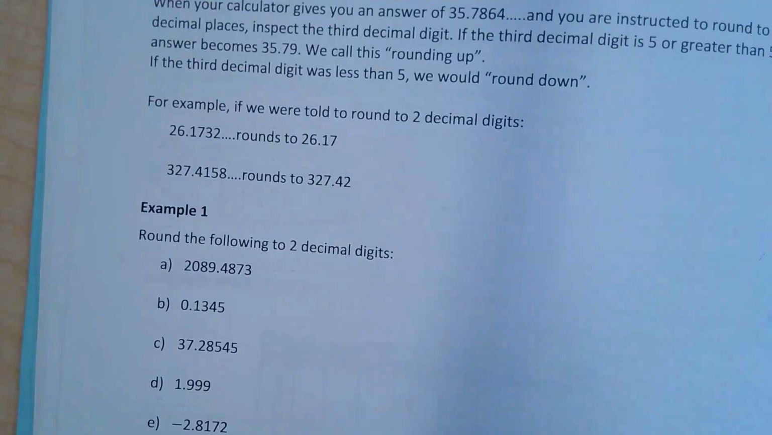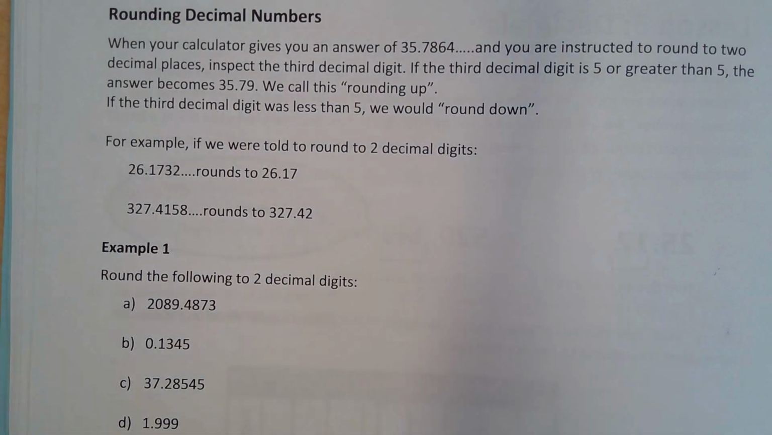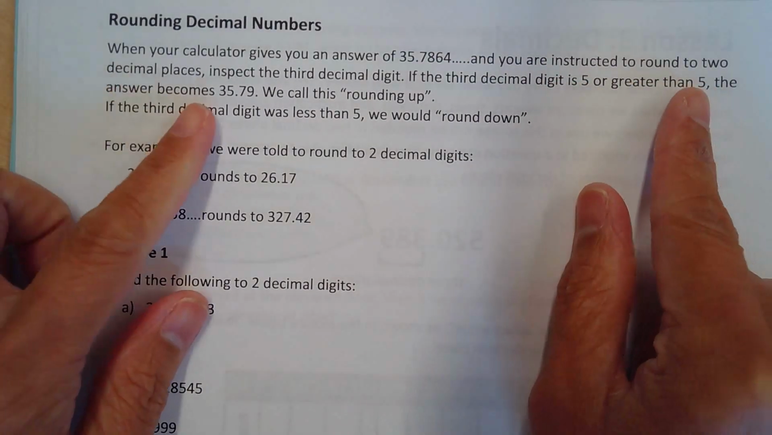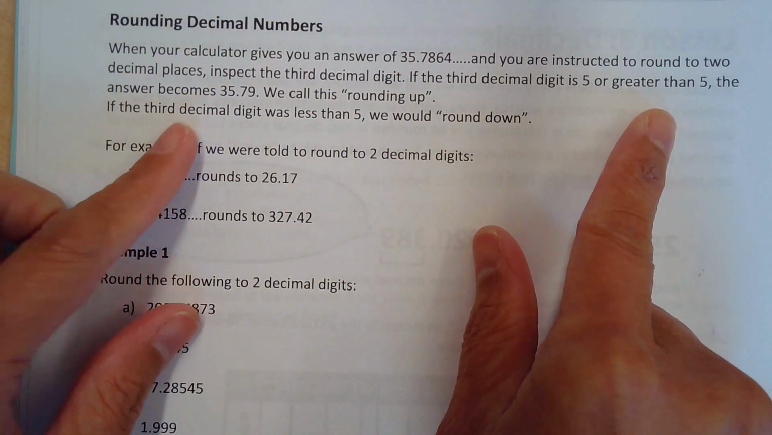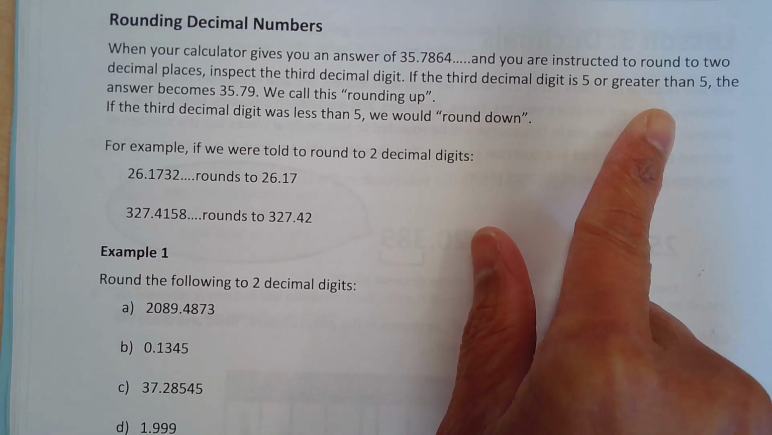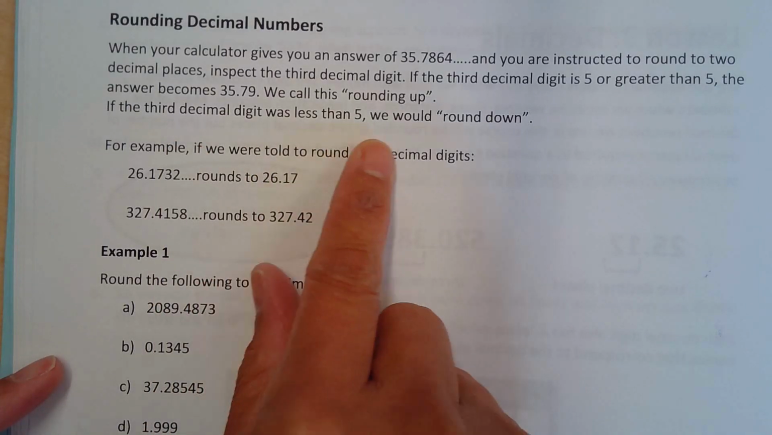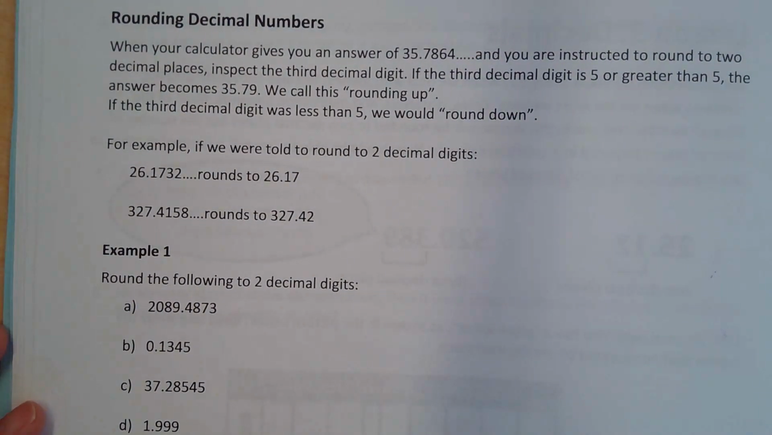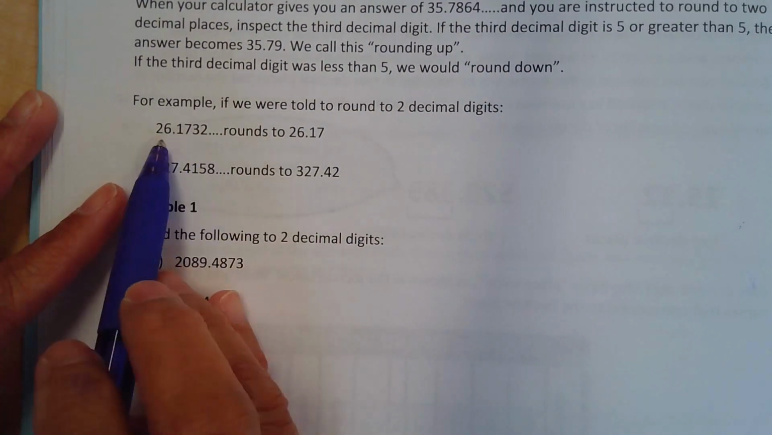So rounding decimal numbers. It says here, when your calculator gives you an answer, sometimes they give you a long list of digits after the decimal. You are instructed to round to 2 decimal places. Inspect the third decimal digit. If the third decimal digit is 5 or greater, then we round to the next number up. And if the third decimal digit was less than 5, we round down. So, rounding up, rounding down. So for example, this is the number that we got on our calculator.